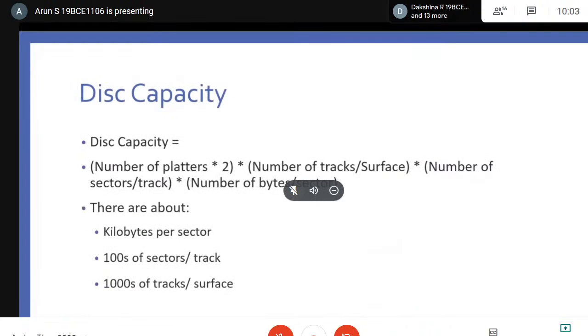The disk capacity is calculated by the number of platters times 2, which is the number of surfaces, multiplied by the number of tracks per surface, multiplied by the number of sectors per track, and the number of bytes per sector. The number of bytes per sector is in the range of thousands, and there are about 100 sectors per track and thousands of tracks per surface.